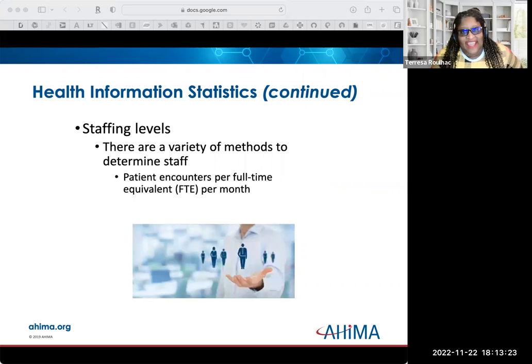Now, we look at our staffing levels. Often, especially when you're working in retail, even in hospitals, you try to determine how many staff you need at a certain time frame. We look at patient encounters per full-time equivalent, FTE, per month. Now, a patient encounter equals any personal contact between a patient and a physician or other person who is authorized to furnish healthcare services for the diagnosis or treatment of a patient. Many include laboratory services, x-rays, and things like that.